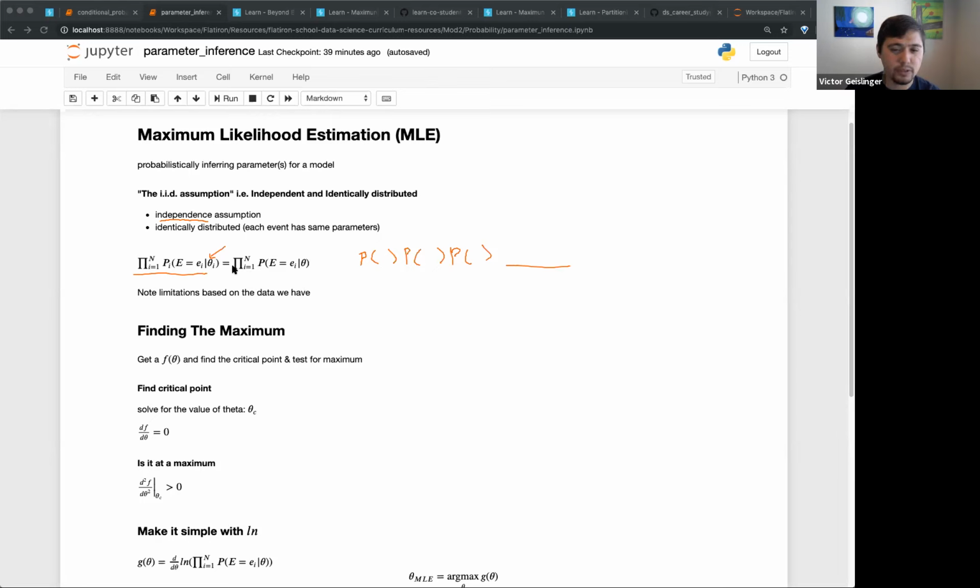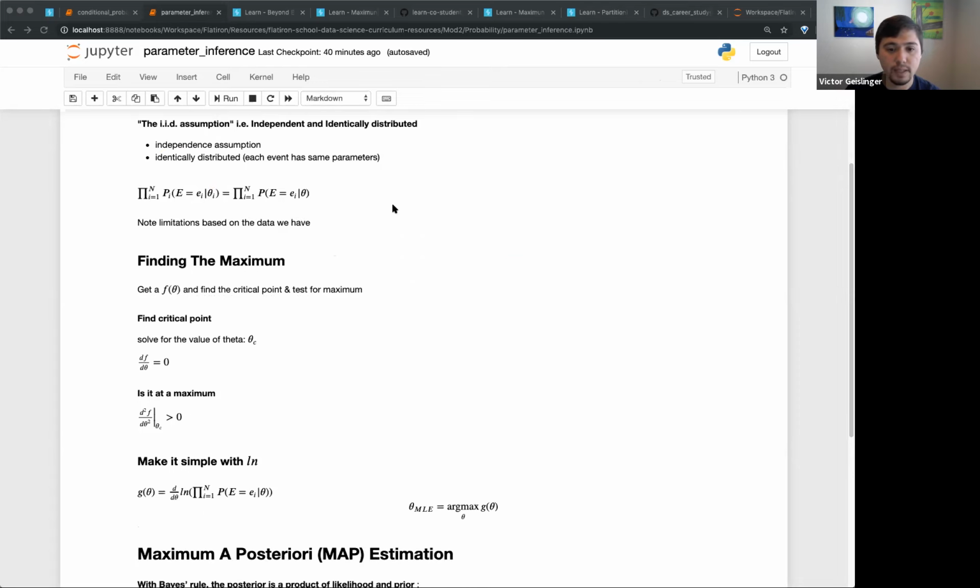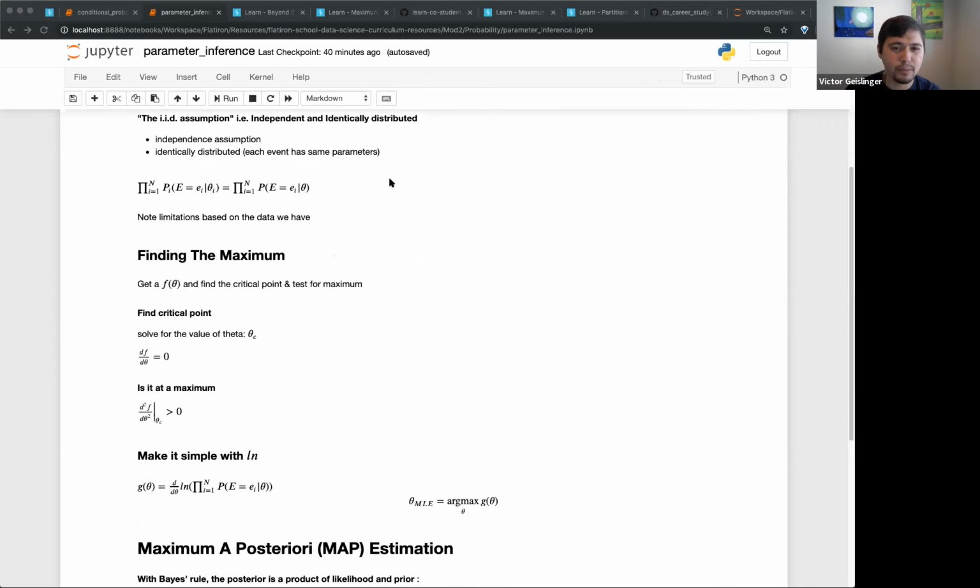And here this is what you'll see it summarized as. But just note that capital pi is just being multiplied together, and that theta is the parameters. That's really what we're saying right here.